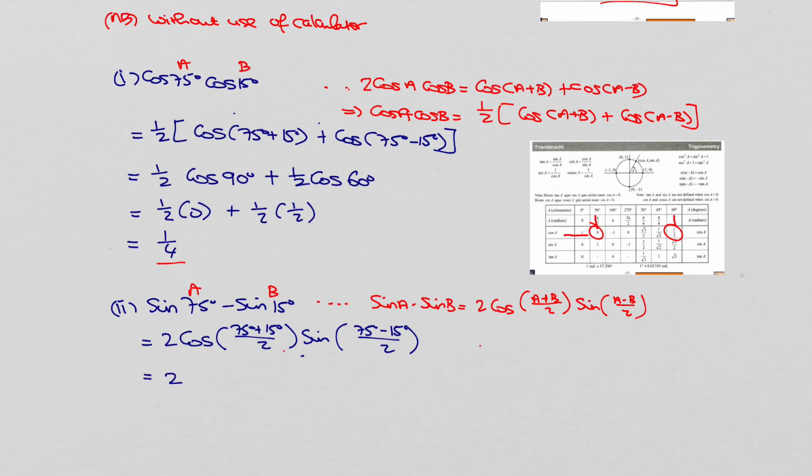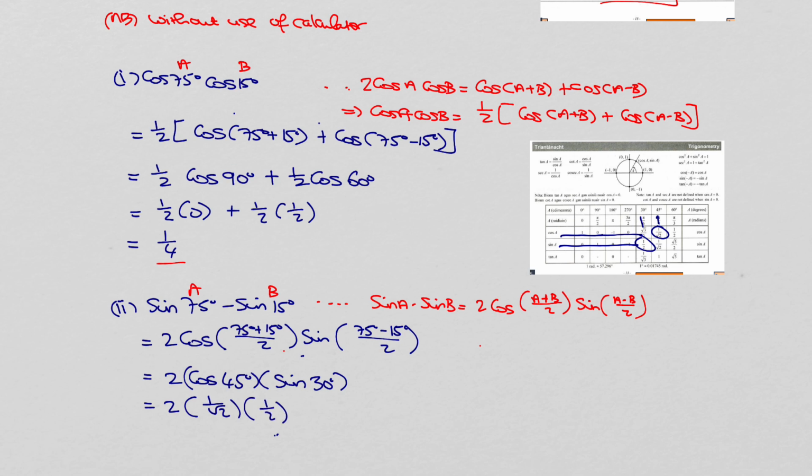And therefore that gives us 2 cos. So 75 plus 15 is 90 divided by 2 is 45. And then times sine 75 minus 15 is 60 divided by 2 is 30. And again, if we look at our tables there, on page 13, we can see cos 45 is 1 over root 2, and sine 30 is a half. So that's 2 times 1 over root 2 multiplied by sine 30, which is a half, and that gives us 1 over root 2. And again, you can check that on your calculator and you should get the same answer.